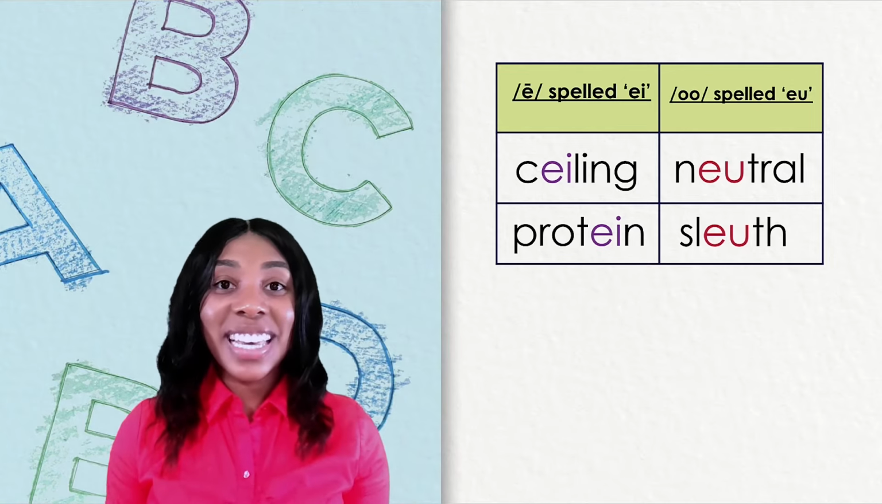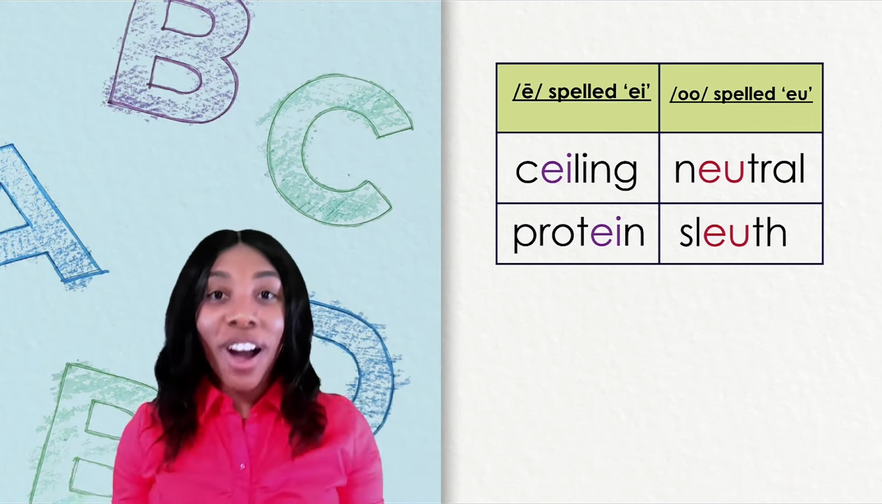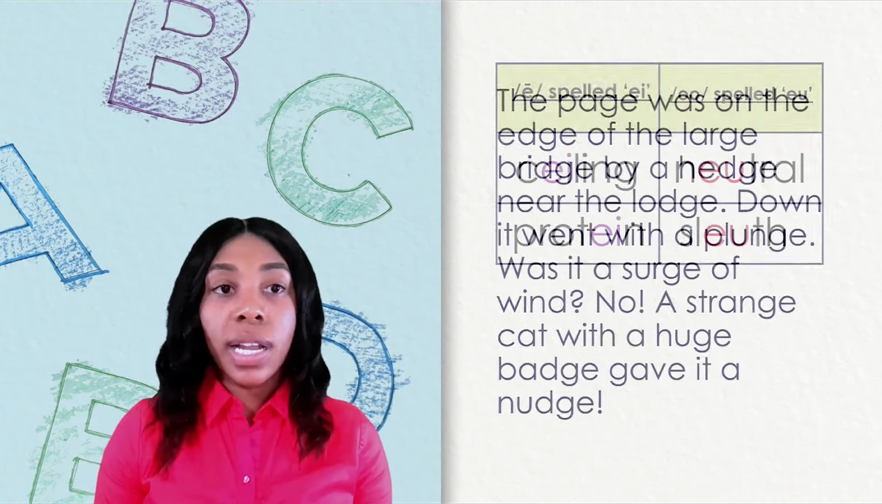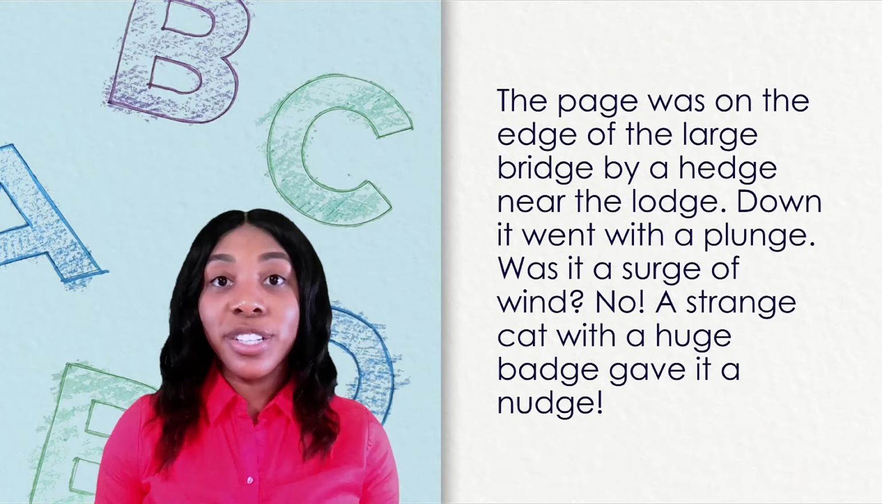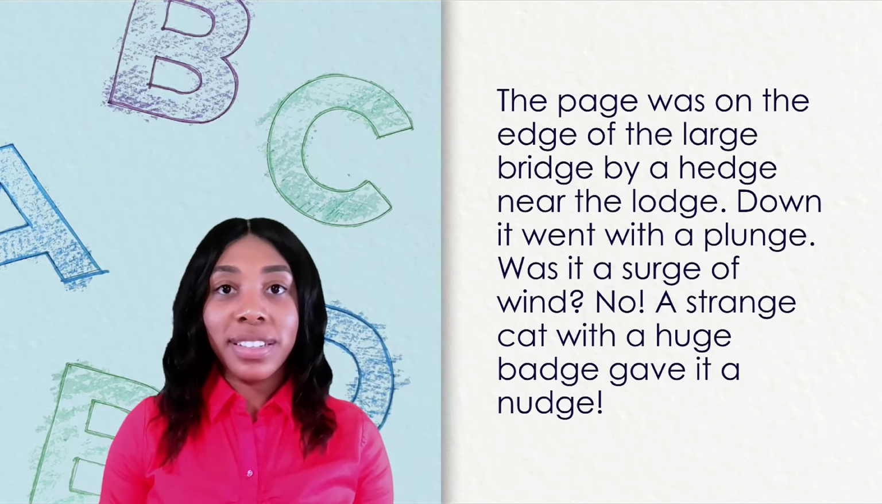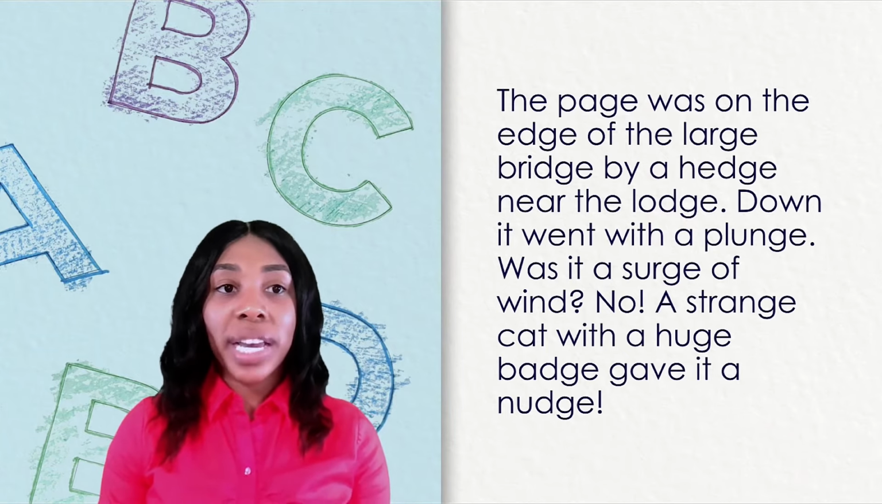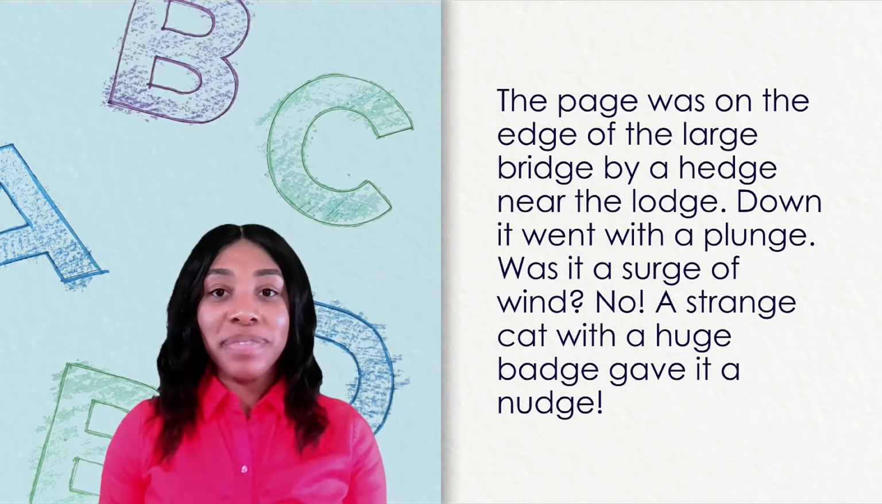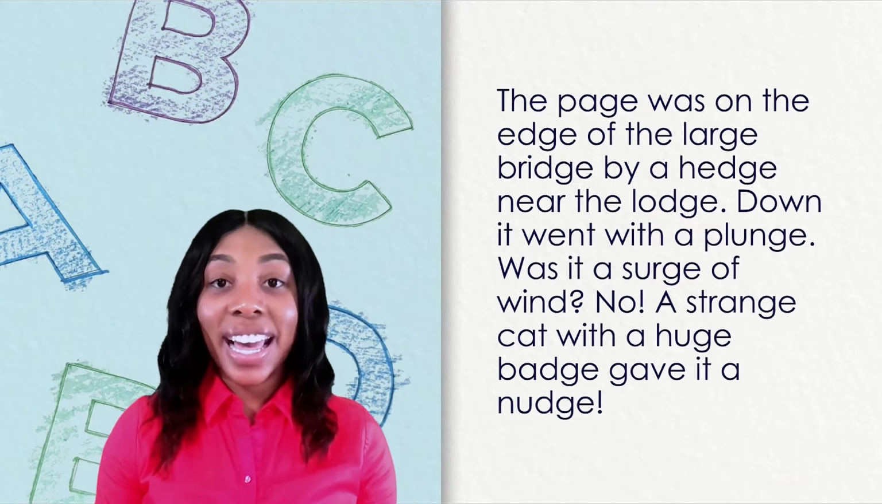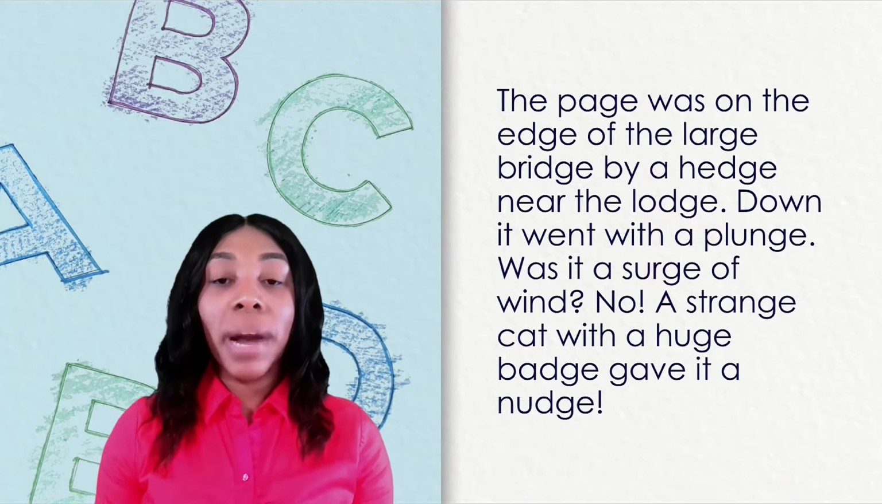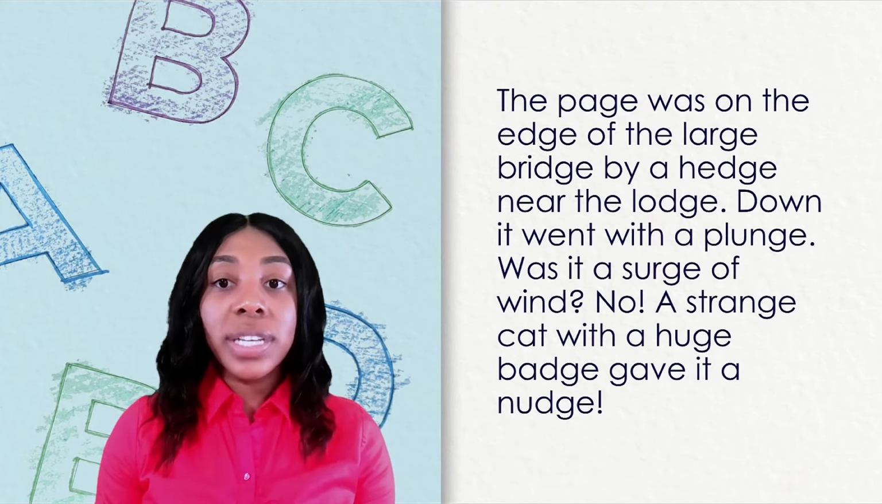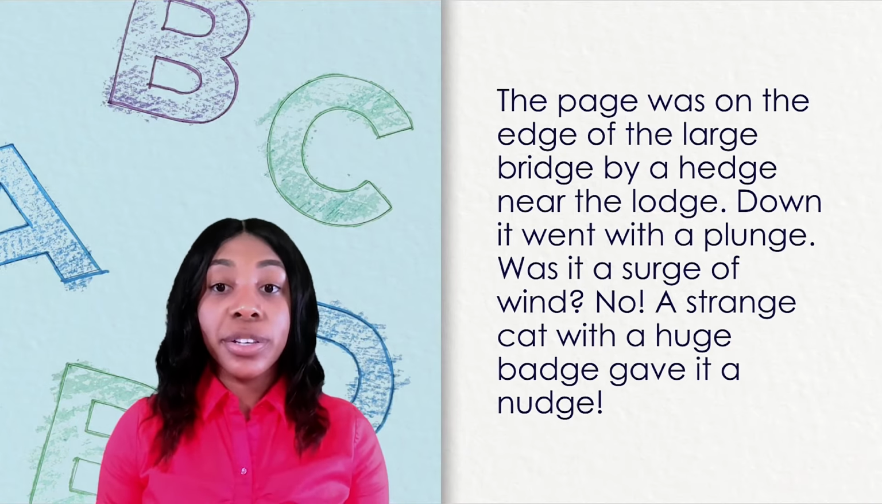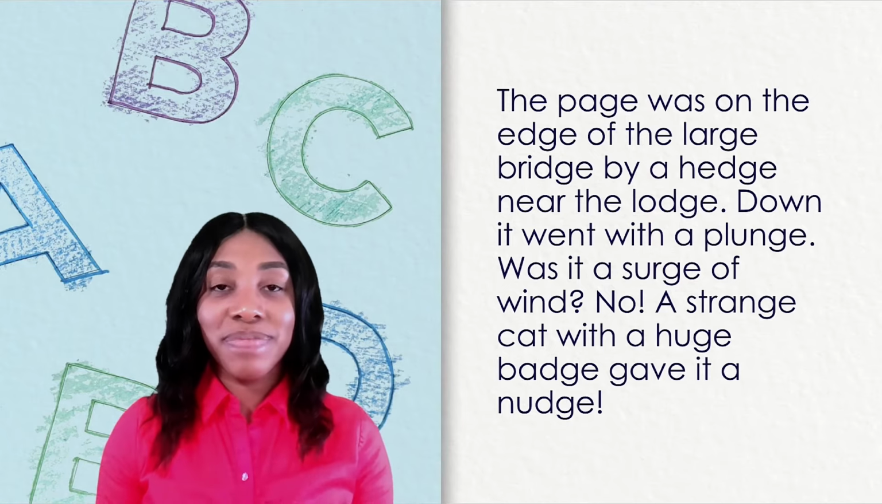I want everyone to give themselves a celebration for all your hard work. Let's read a bit more to try to find two new spelling patterns. This time, we are looking for ways to spell the J sound. Listen carefully as I read. The page was on the edge of the large bridge by a hedge near the lodge. Down it went with a plunge. Was it a surge of wind? No. A strange cat with a huge badge gave it a nudge.